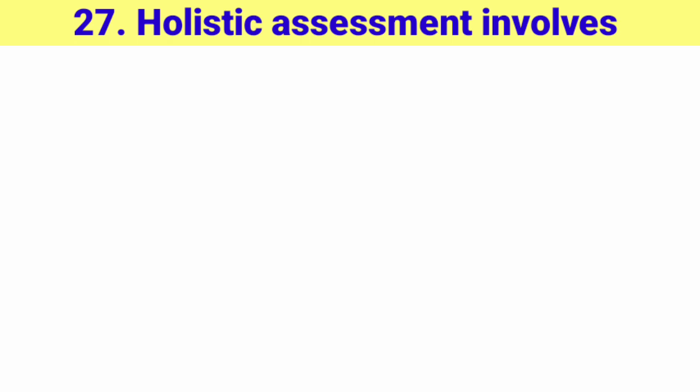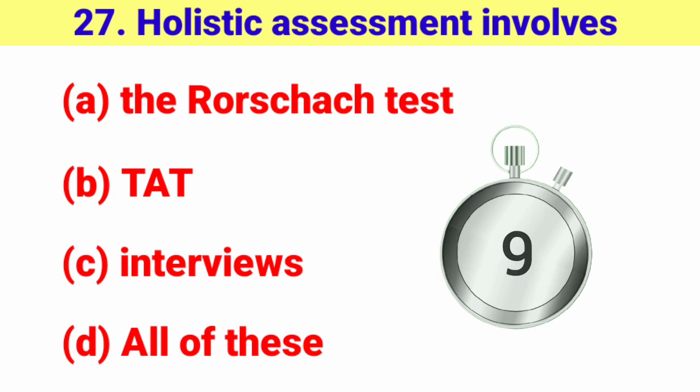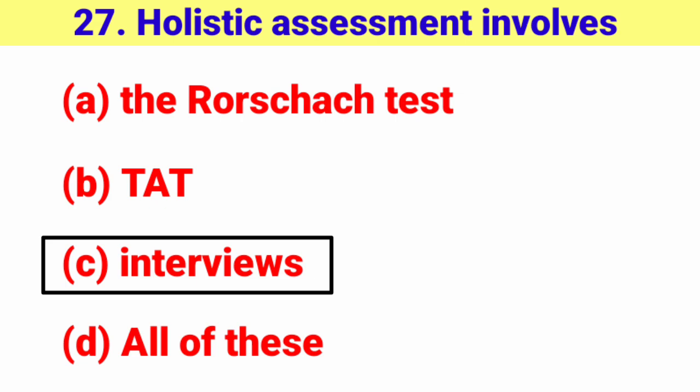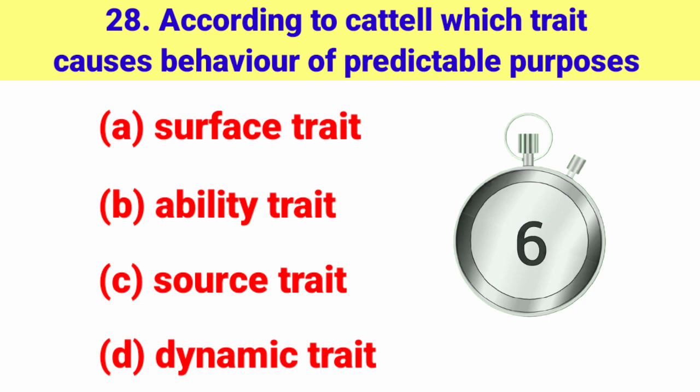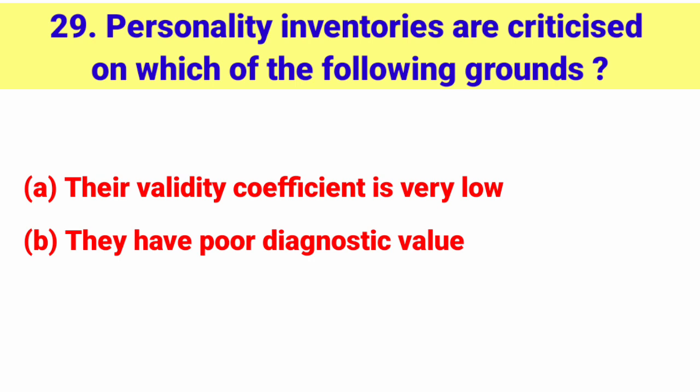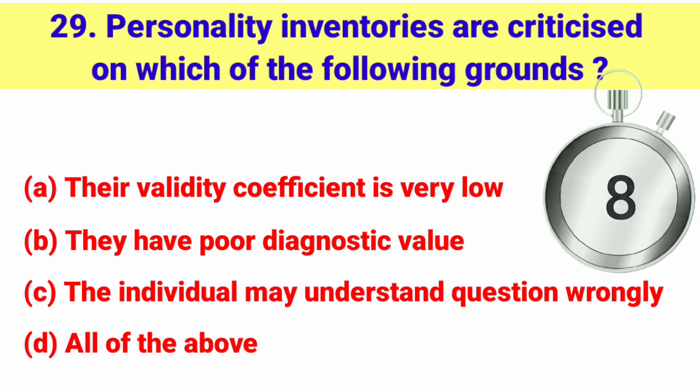Holistic assessment involves. Option C is correct. According to Cattell, which trait causes behavior of predictable purposes? Option C is correct. Personality inventories are criticized on which of the following grounds? Option D is correct. In a projective test of personality, the stimulus must be.